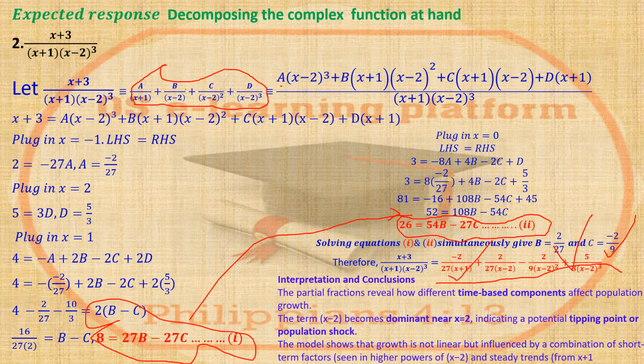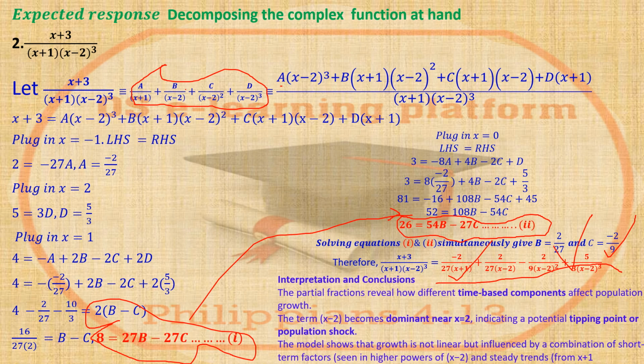And if you want to prove, set x to any value and solve. So the interpretation: the partial fractions reveal how different time-based components affect population growth. The term x minus 2 becomes dominant near x equal to 2. In other words, the term x minus 2 becomes 0 when x is equal to 2, indicating the population tipping point or population shock.